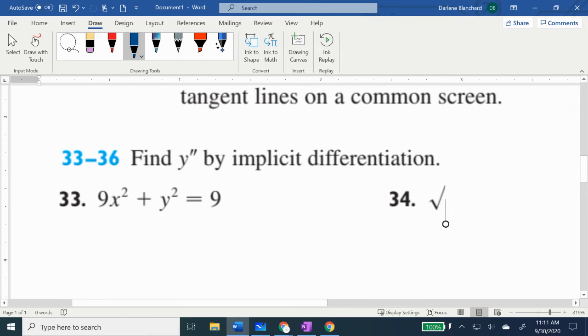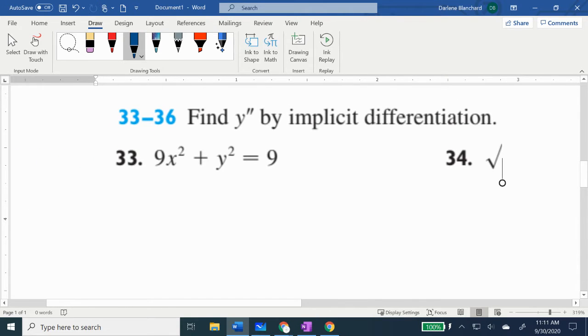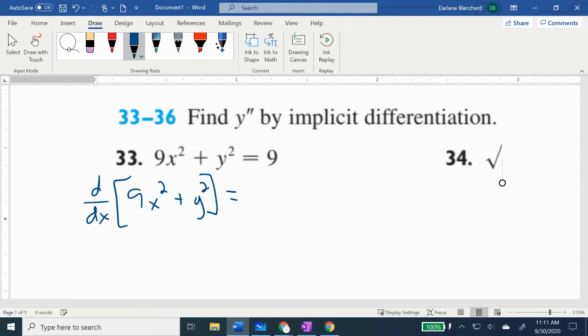So here we go. We need to find the second derivative by implicit differentiation. That means that I've got to first find the first derivative. I am going to d/dx both sides of the equation. The derivative of 9x squared with respect to x is 18x. And then I separately differentiate over the addition.